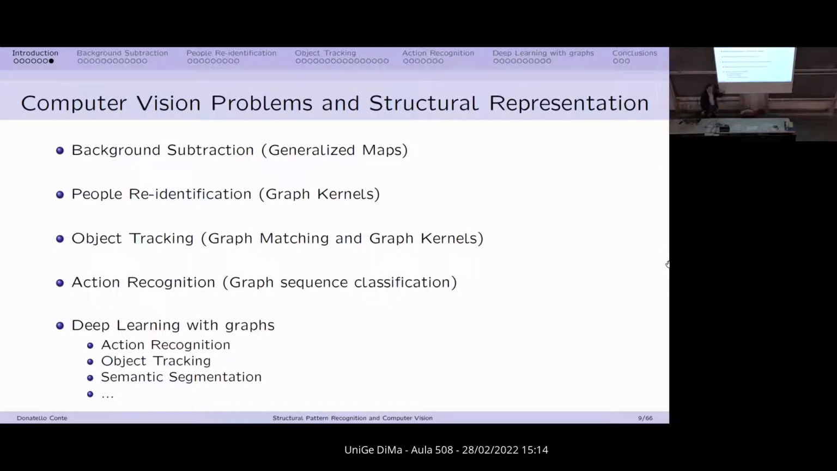So the idea of this talk is to show you some of these uses of structured data in computer vision problems. Some of these are past work of my colleagues and me, and I want to show how to use some of this structure. I show you here some problems in computer vision and how we deal with some kinds of structural data. For example, we worked with the background subtraction problem and we used generalized maps for this. Or, for example, in object tracking, we tried to use graphs and graph matching techniques or graph kernel techniques and so on. So these are some past works.